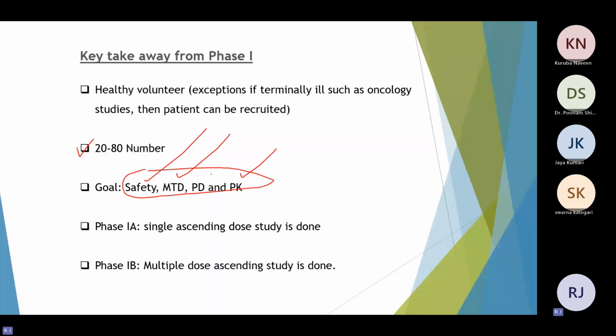We'll see it in our normal classes, where I'll explain more about the PD part. Okay, for now, the main goal of phase 1 is safety, MTD, maximum tolerated dose, and PK. And it has two parts: phase 1A and phase 1B. Phase 1A is also called a single ascending dose study, and phase 1B is called a multiple ascending dose study.